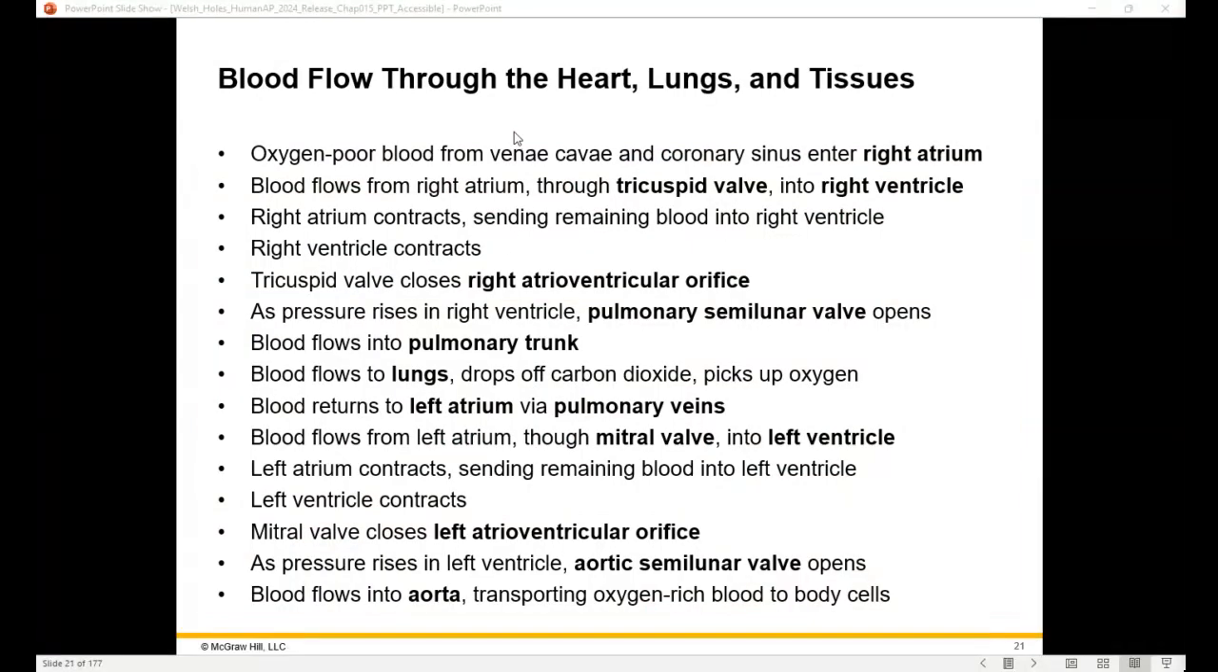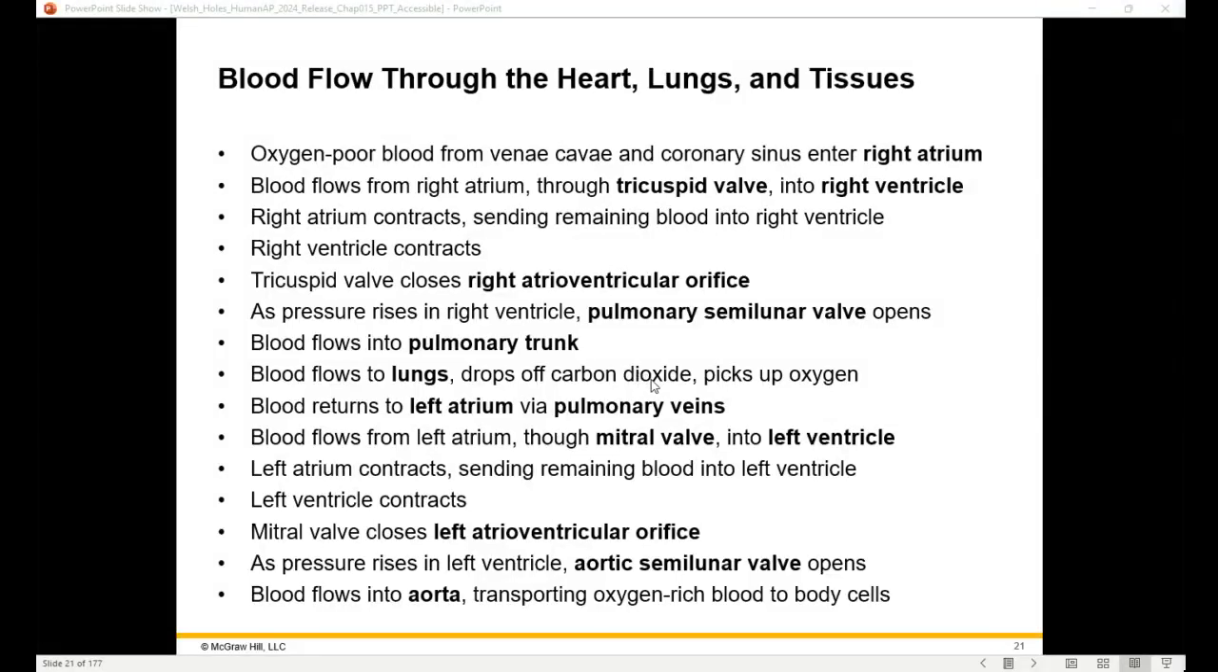Okay, let's talk about blood flow through the heart, a little bit more detail in lungs and tissue. Oxygen-poor blood from the vena cava and the coronary sinus enter the right atrium. Blood flows from the right atrium through the tricuspid valve into the right ventricle. The right atrium contracts, sending the remaining blood into the right ventricle. The right ventricle contracts. The tricuspid valve closes the right atrioventricular orifice. As the pressure rises in the right ventricle, the pulmonary semilunar valve opens. The blood flows into the pulmonary trunk.